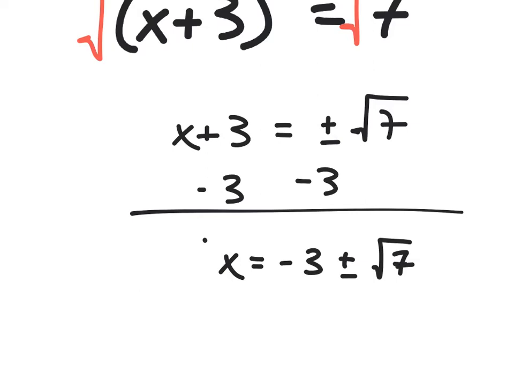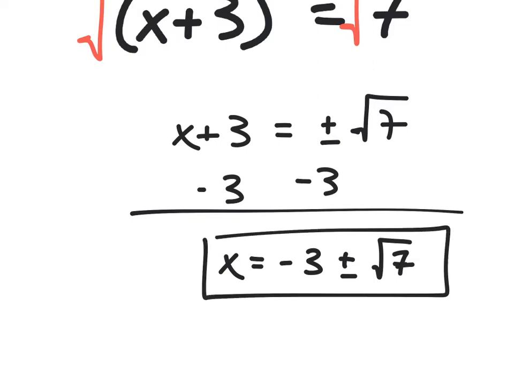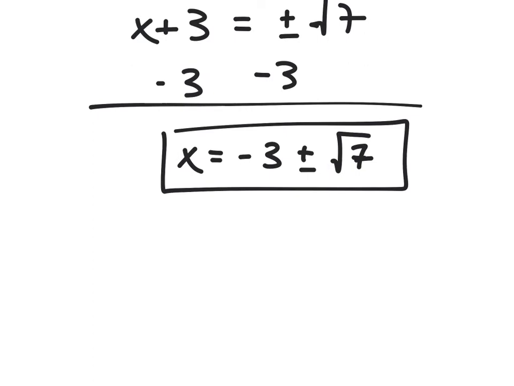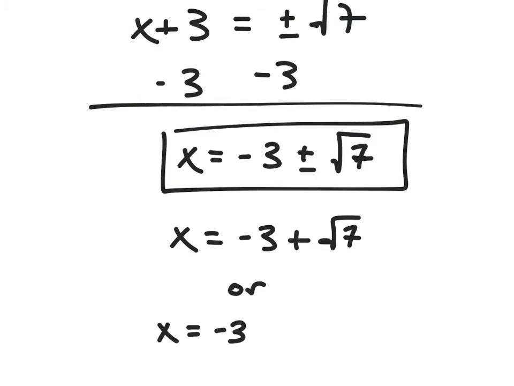Now, here's the other thing that we get. I'm going to put all this in the calculator and show you how this works out, because these are real numbers. They're not imaginary. So I get x is equal to negative 3 plus the square root of 7, or x is equal to negative 3 minus the square root of 7. These are my two answers that we get.